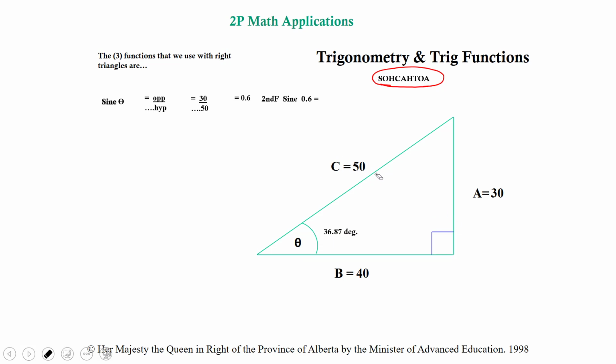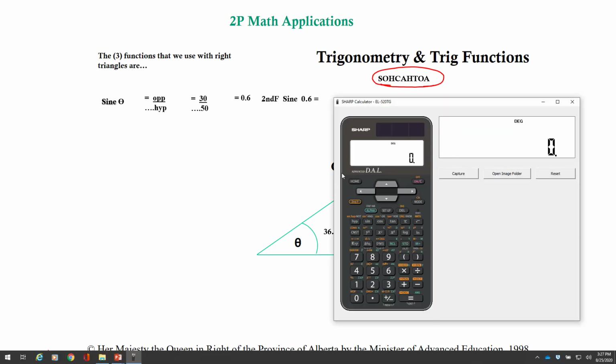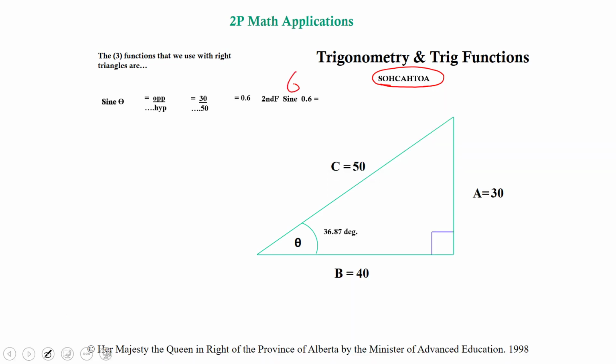Now I'll open my calculator here, and if we look at how we enter this into our calculator, it's pretty simple. I'm going to go 30 divided by 50 equals 0.6. And if I go second function sine equals, it converts it over to the angle. So the angle should be 36.87 degrees.